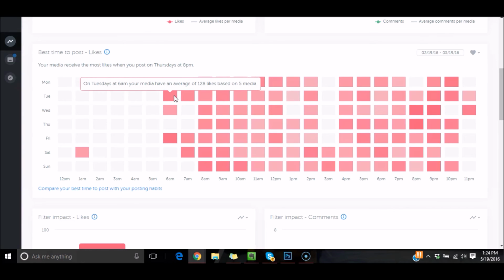All right, so they wouldn't be able to measure my 6 a.m. or my 7 a.m. if I didn't actually post at least a couple of times at that time, so they can see what type of likes and engagement came on that photo. I'm not going to go through the whole thing. This was just so you could get an idea of what you should be looking for when you get into Iconosquare.